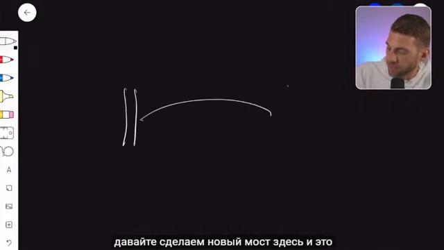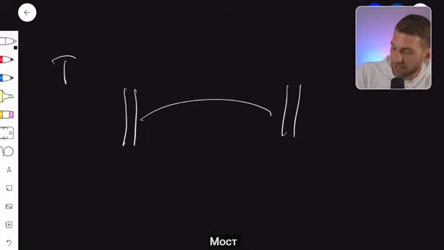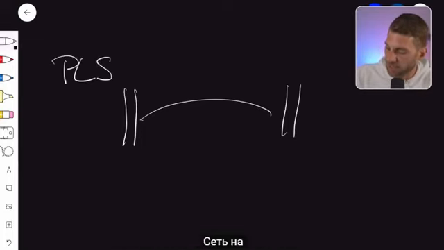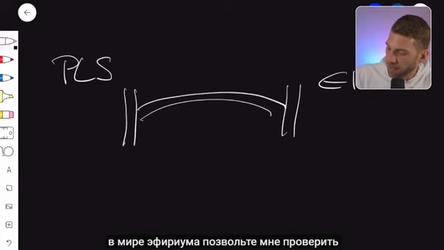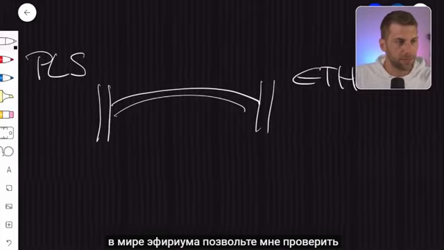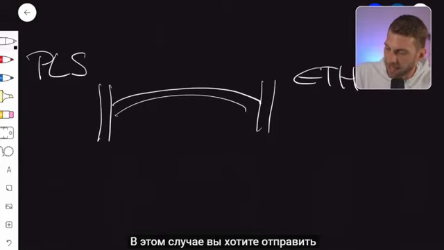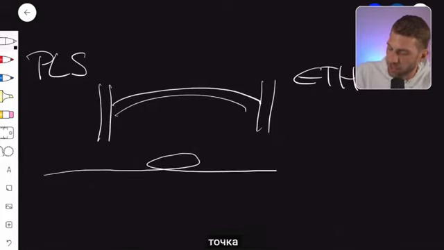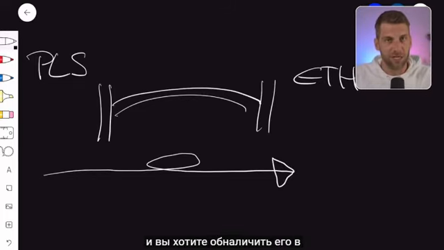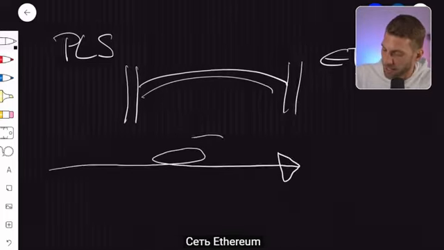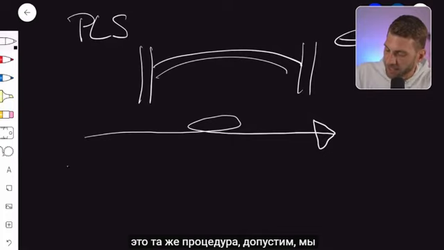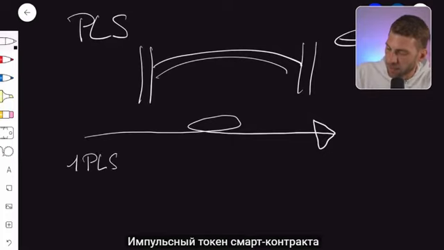Let's do a new bridge here, and this bridge is for if we want to go from the Pulse chain network over to the Ethereum world. Let me check that we can see this here real quick. This is working great. So in this case, you would like to send some Pulse token to the smart contract, to the bridge, and you would like to cash it out in the Ethereum network. It's the same procedure. Let's say we're going to send one Pulse token.